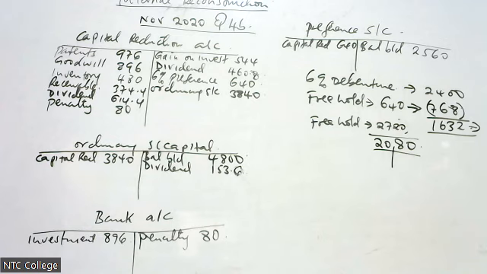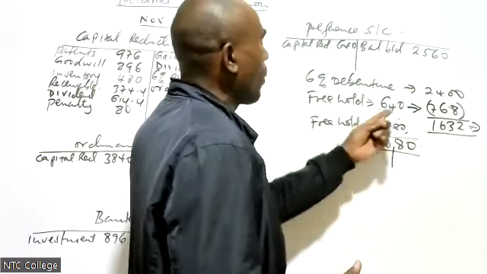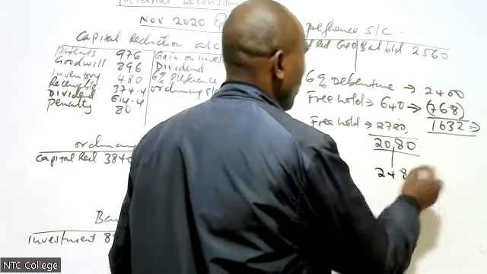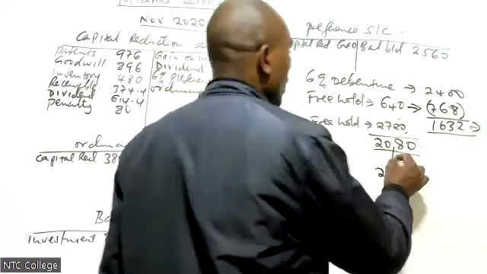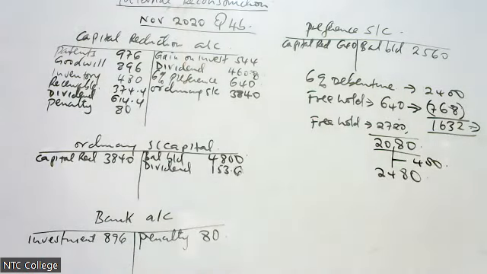You read note number 1 so that we move together. In note number 1, examiner said that this freehold, after we have paid the loan, we are going to revalue it to 2480. Therefore, there is a revaluation gain of 400. Now, let's start accounting for this note.